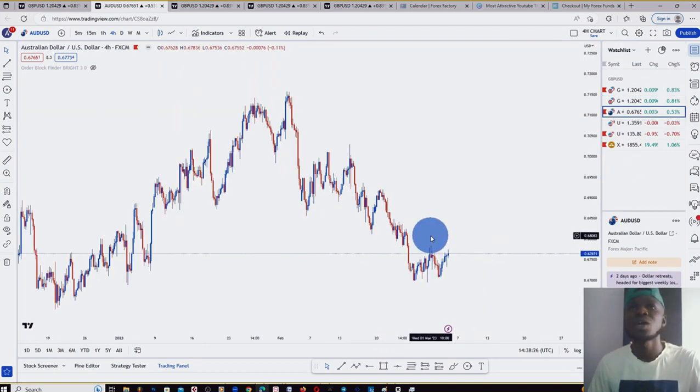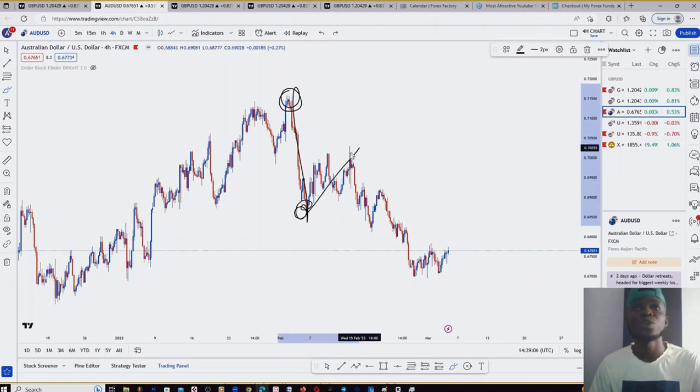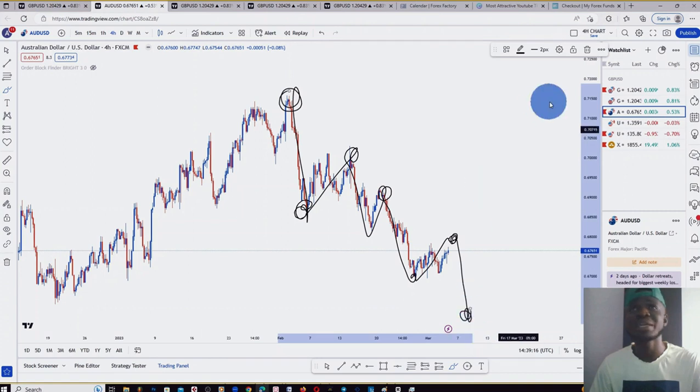The second pair on our watch list for the week is AUD against US dollar. This is the 4-hour time frame. As you can see, the market is also bearish on AUD against US dollar. From this high to the lower low, lower high, lower low, lower high, lower low, then lower high. In the future, we're expecting another lower low for the continuation of the market.